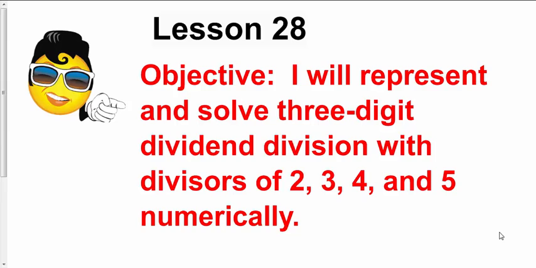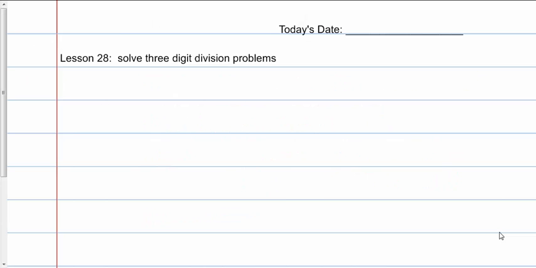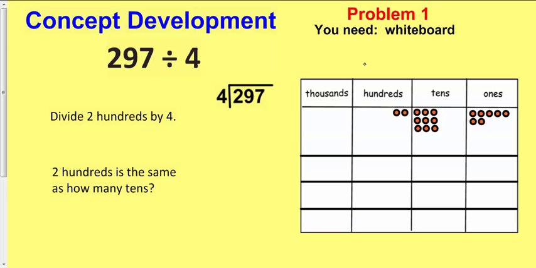So go ahead and get your journal ready. And I want you to put today's date, and I want you to write solve three-digit division problems. Whenever you get confused about what to do, whenever you are using the standard algorithm or long division, you can always think back to place value and your disks, okay? Because we're going to start today with what we did in lesson 27 just to get your brain working.